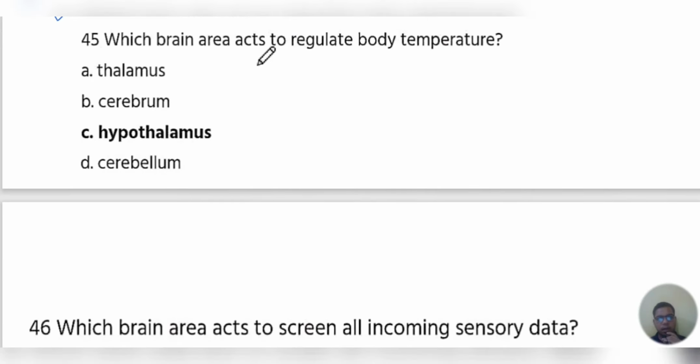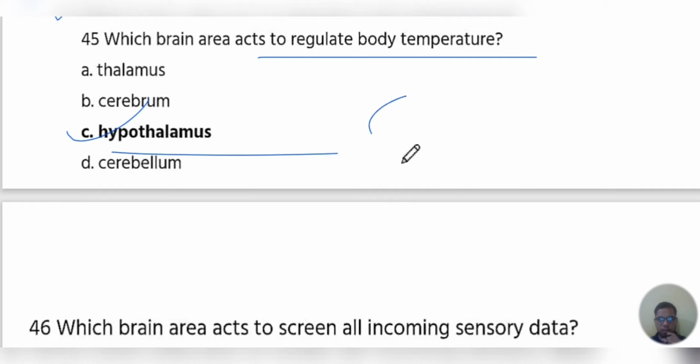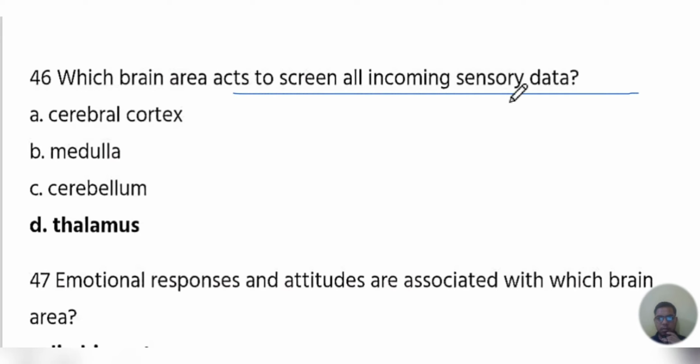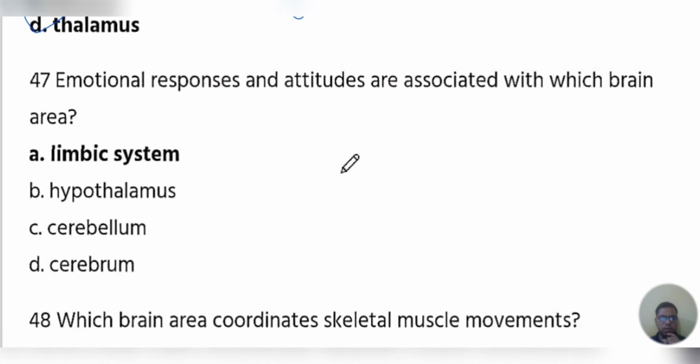Which brain area acts to regulate body temperature? The answer is C, hypothalamus. Next is question number 46. Which brain area acts to screen all incoming sensory data? The answer is D, thalamus. Next is question number 47.